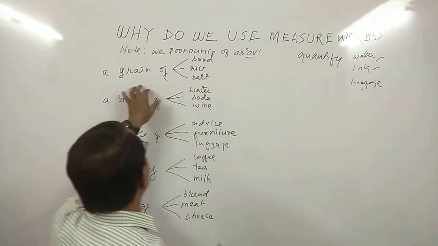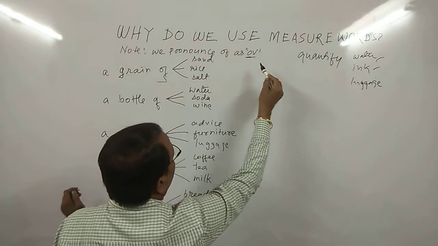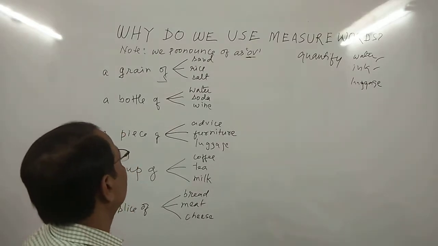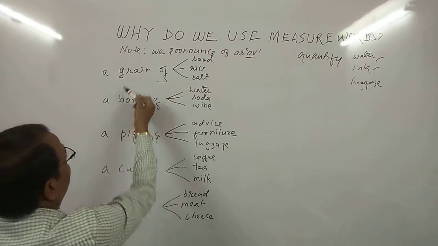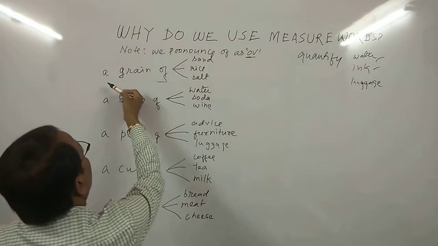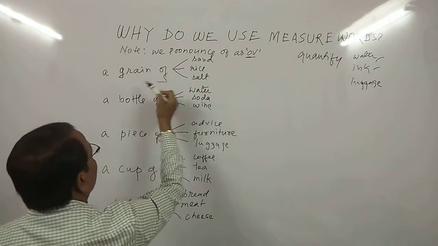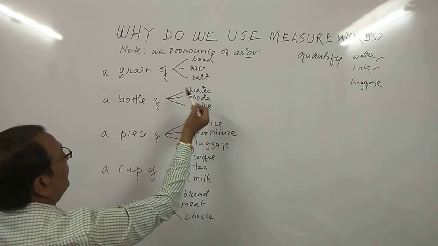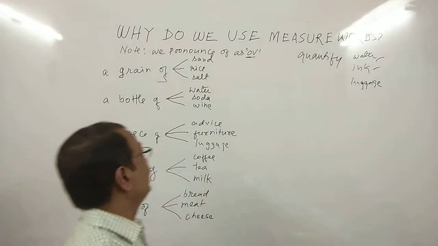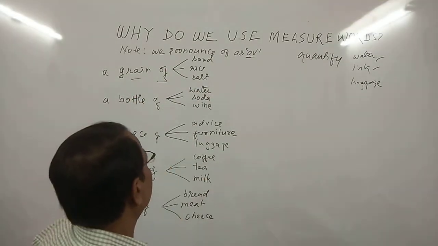Here, it is to be noted that "of" is pronounced "uv". It's not "of", it's "uv", right? So suppose I have made a list of a few items: a grain of sand, a grain of rice, a grain of salt, right? That small portion, part of that is a grain. So you are using grains for such things.